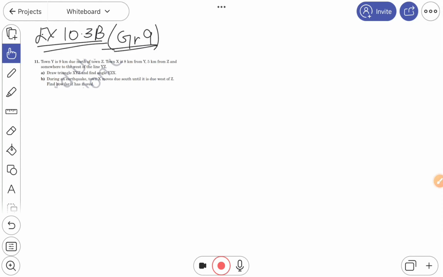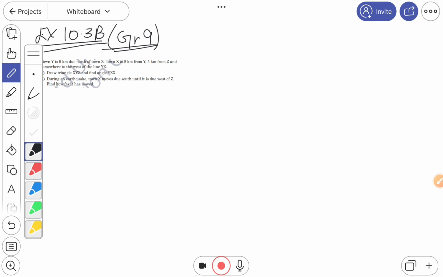Hope you're doing well. Today I'm going to do question 11 of exercise 10.3B, grade 9, IGCSE Extended Maths, 6th edition. The question is related to bearing. Let's start with the question.